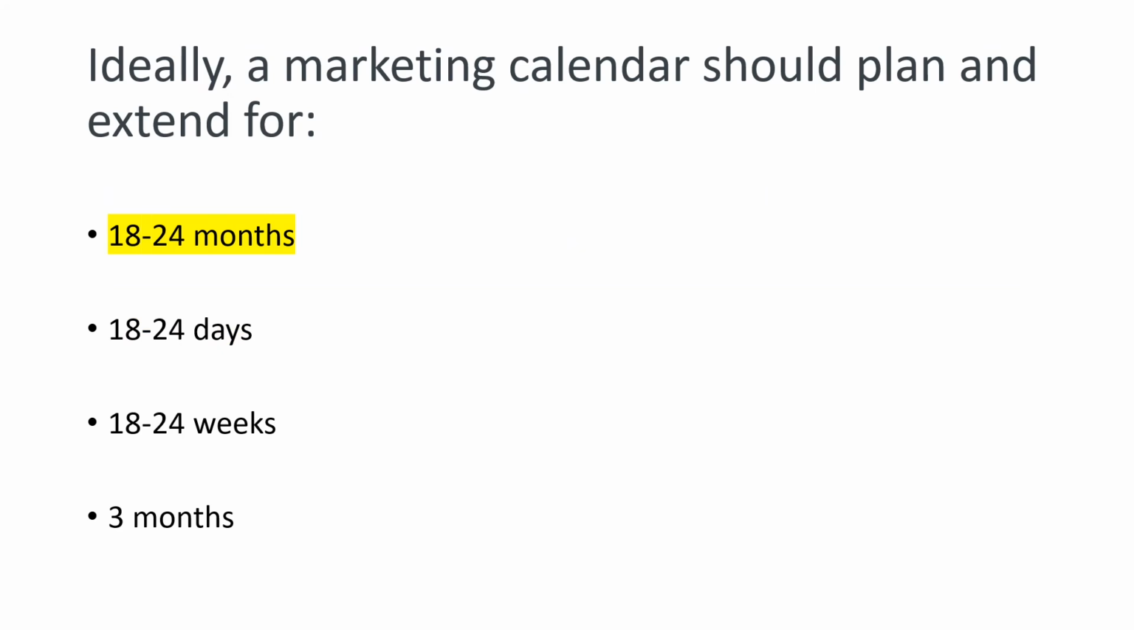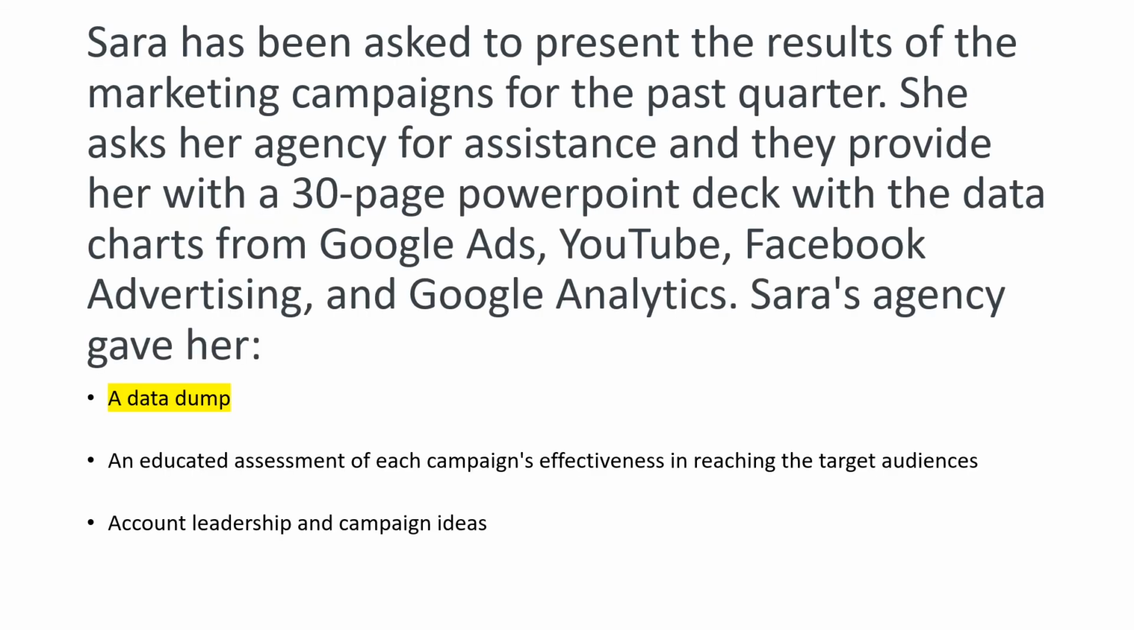293. Ideally, a marketing calendar should plan and extend for 18-24 months. 294. Sarah has been asked to present the results of the marketing campaigns for the past quarter. She asks her agency for assistance, and they provide her with a 30-page PowerPoint deck with the data charts from Google Ads, YouTube, Facebook advertising, and Google Analytics. Sarah's agency gave her a data dump.